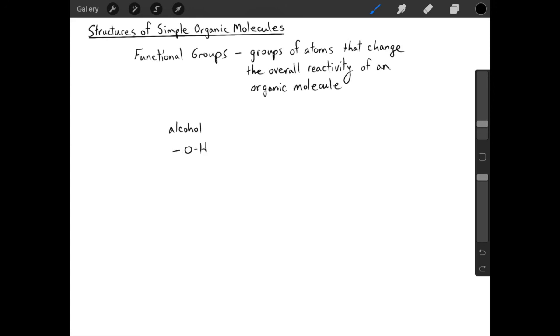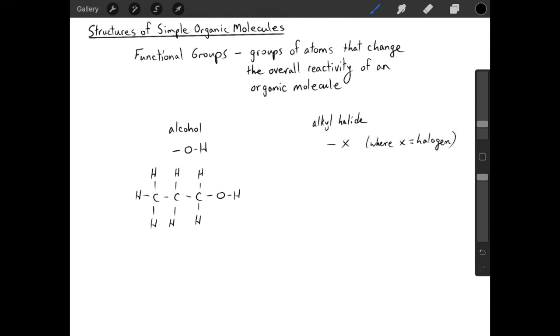Alcohols are molecules that have an OH group attached to the carbon chain. This molecule looks like a 3 carbon long alkane, but its reactivity is going to be very different from your standard 3-carbon long hydrocarbon because of that OH group. Alkyl halides are hydrocarbons that have a halogen group added onto them. So chlorine, fluorine, bromine, iodine, one of those.